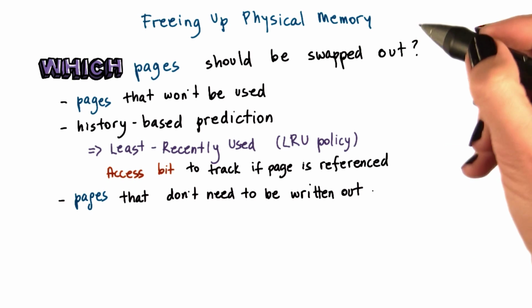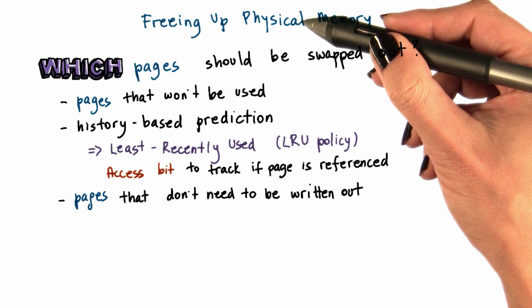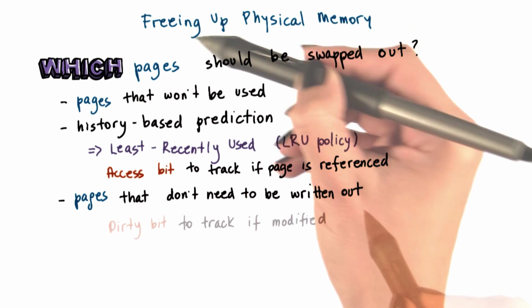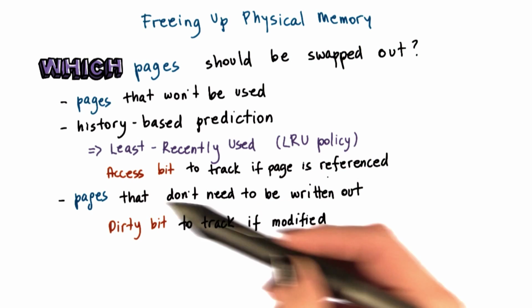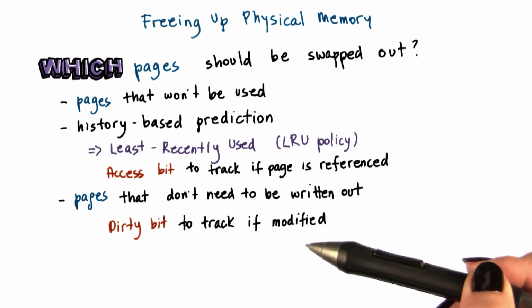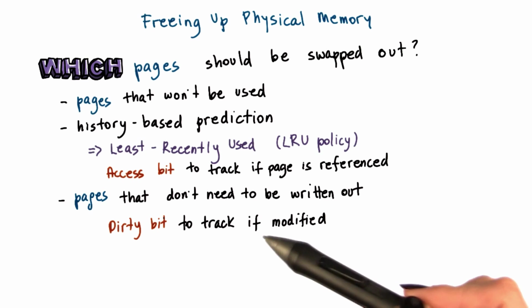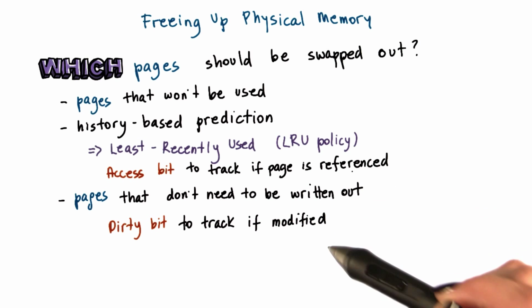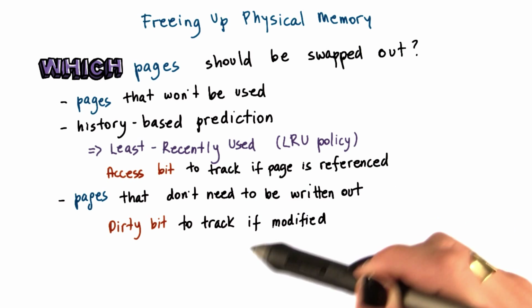Other useful candidates for pages that should be freed up from physical memory are the pages that don't need to be written out to disk, to secondary storage. That is because the process of writing pages out to the secondary storage takes some time, consumes cycles, so we'd like to avoid the overhead of the memory management. To assist with deciding which pages don't need to be written out, the operating system can rely on the dirty bit that's maintained by the MMU hardware, which keeps track of which particular page has been modified. So not just accessed and referenced, however, modified during a particular period of time.